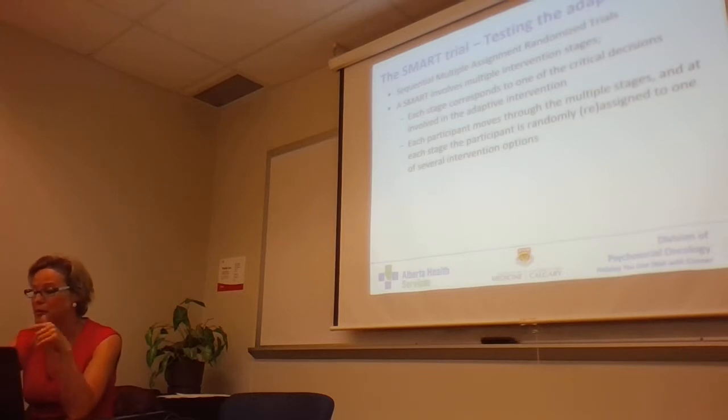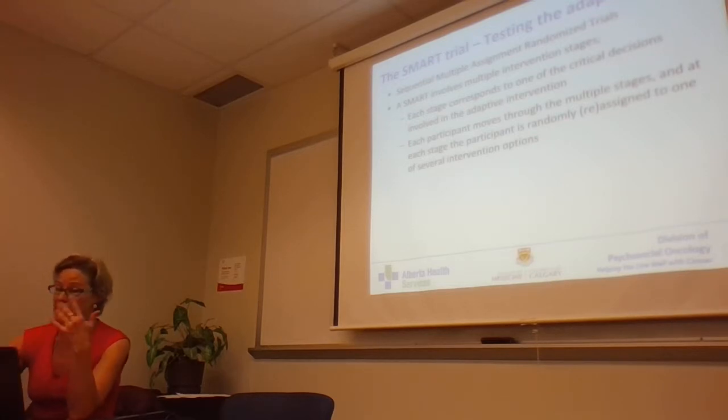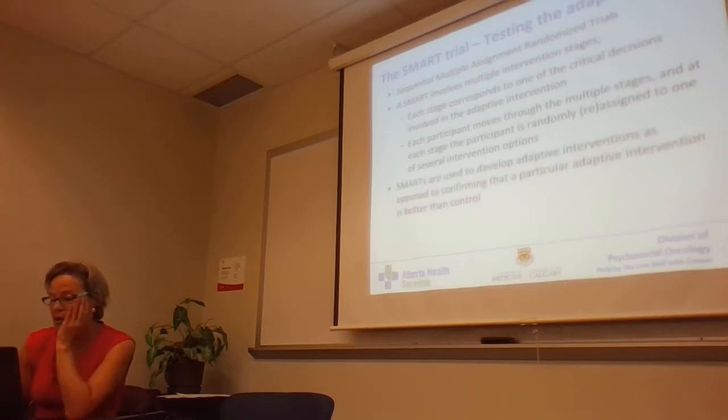Each participant goes through all the different stages, so you're not recruiting new people for each question. At each stage, the participant is randomly reassigned to one of several intervention options. So it maintains the rigor of randomization, but also the flexibility of, okay, this didn't work, let's try this, but in a structured way. SMART trials are used to develop adaptive interventions as opposed to confirming that a particular adaptive intervention is better than control. So they say that after you do your SMART, then you do your RCT.